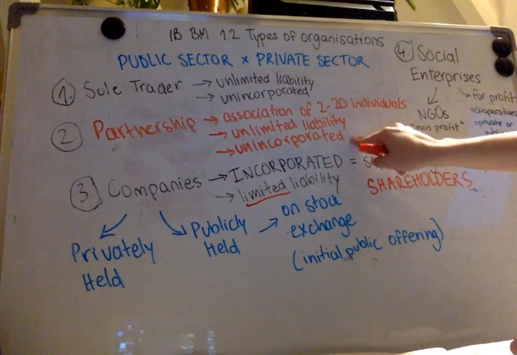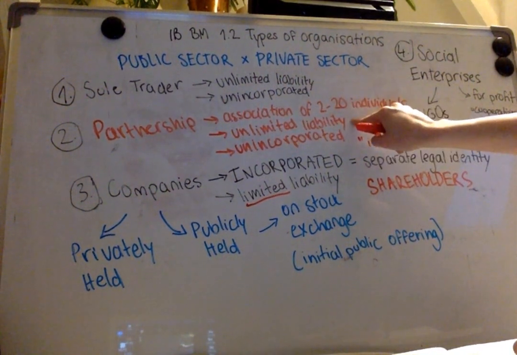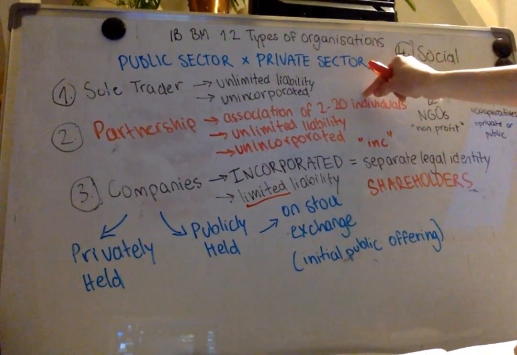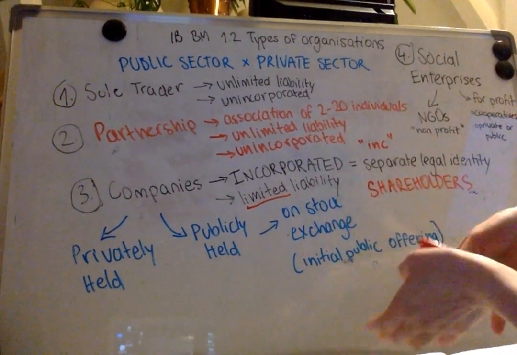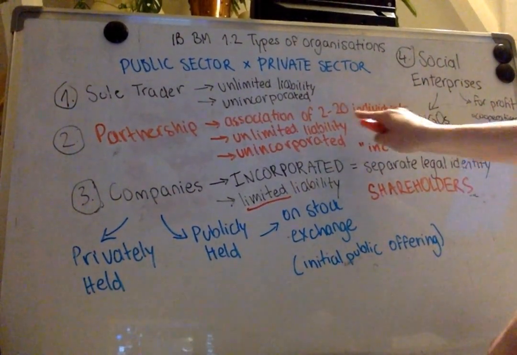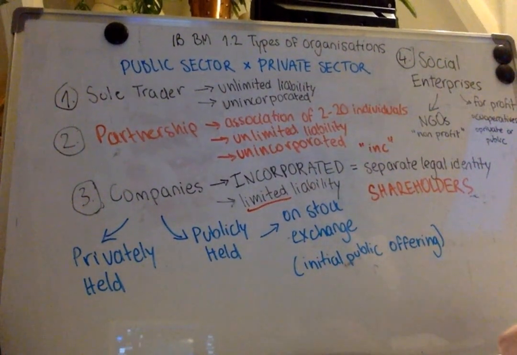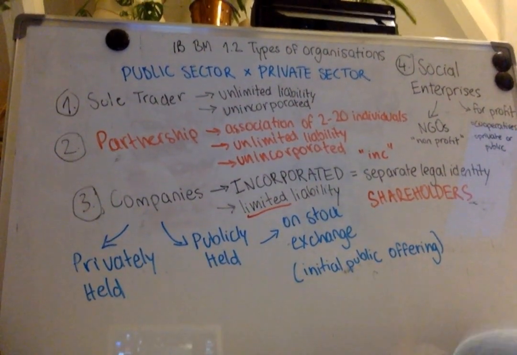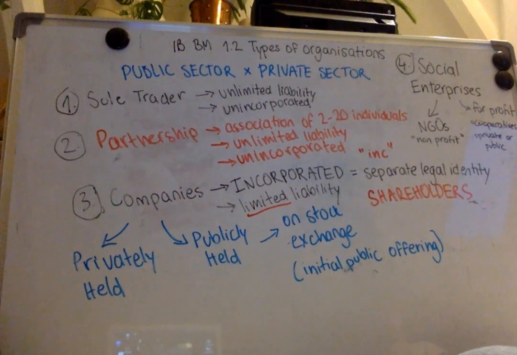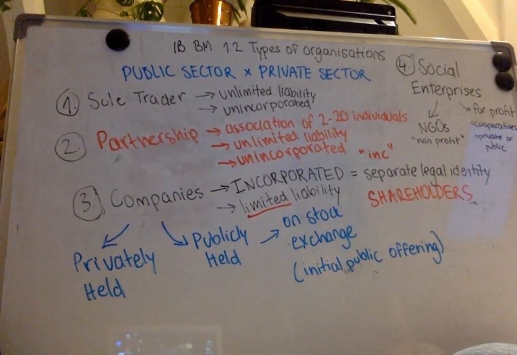You are still unincorporated and there is still unlimited liability, but it is an association of 2 to 20 individuals. I don't know if this is a genuine thing, but that's what it says in the sort of online resources. So just a group of people having a business, but the business is not a separate legal identity.